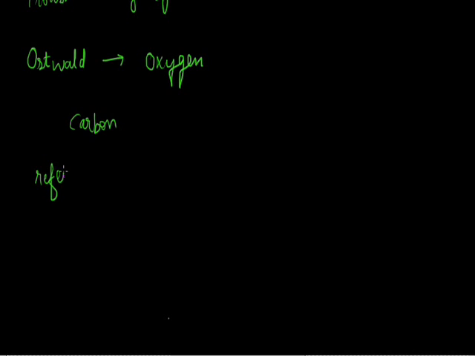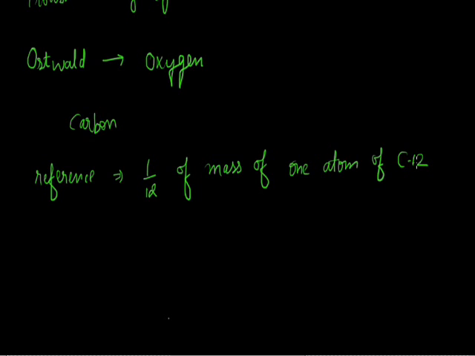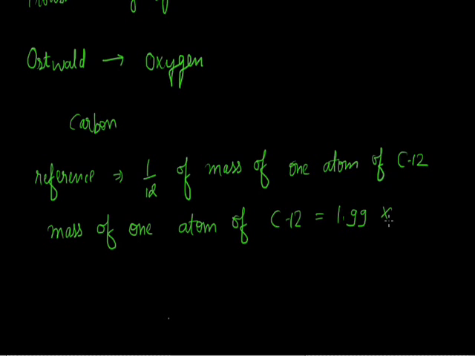In present time we use as reference 1 by 12 of the mass of one atom of C12. The mass of one atom of C12 is 1.99 into 10 raised to the minus 23 gram.